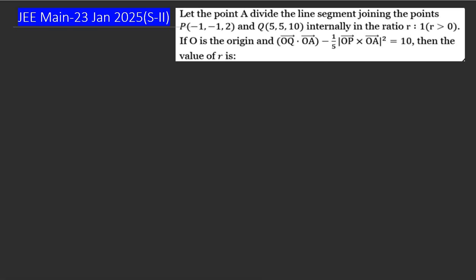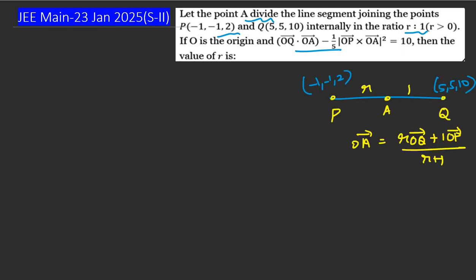The next question: point A divides the line segment joining P and Q internally in the ratio R is to 1. If O is the origin and an expression is given, find the value of R. So A divides the line in the ratio R is to 1, and the coordinates of P and Q are given. We know the section formula: if A divides the line in the ratio R is to 1, OA vector is equal to R into OQ vector plus 1 into OP vector divided by R plus 1.